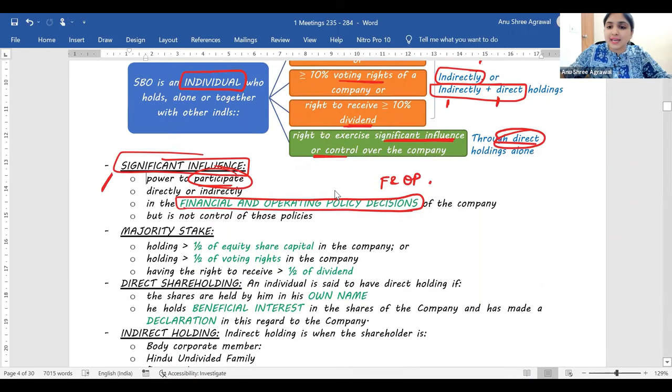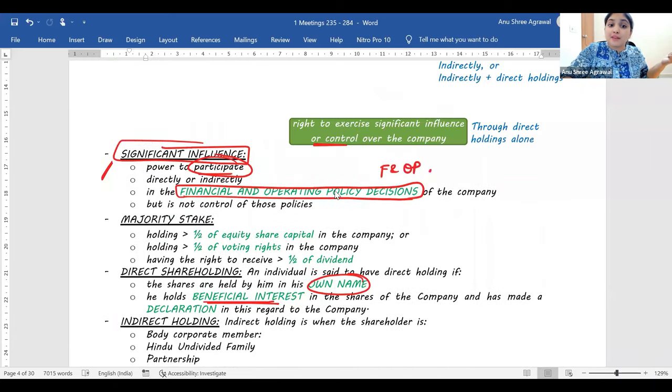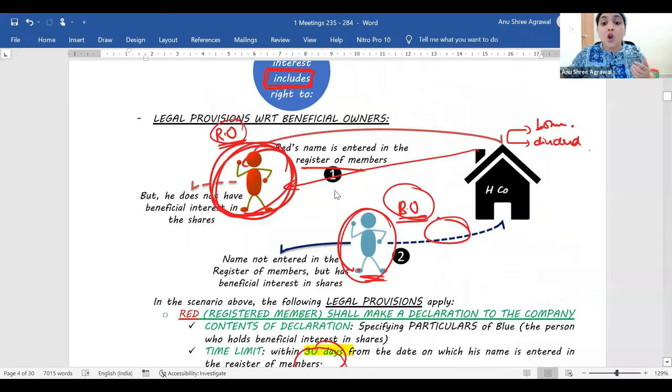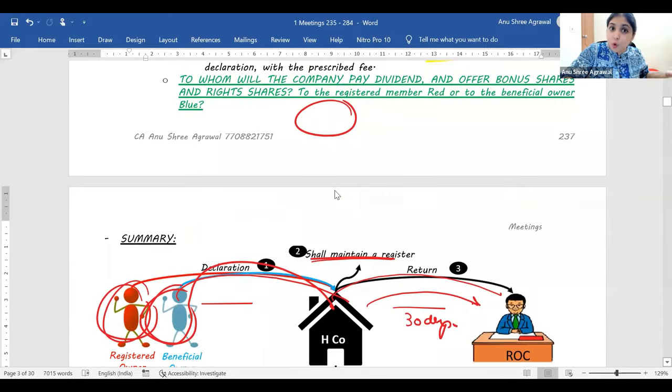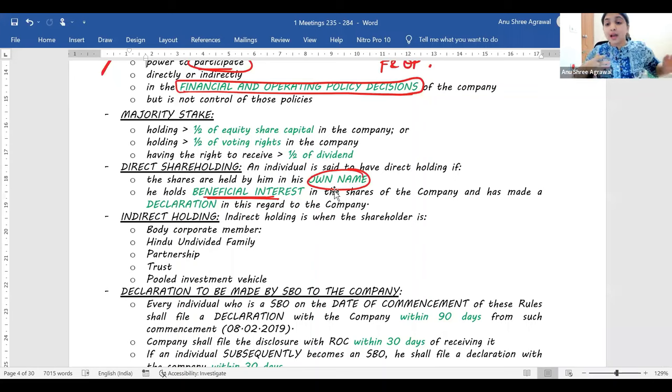Then when we say directly, what do you mean by directly? Directly means either he's owning the shares in his own name or he is having beneficial interest. You remember beneficial interest we just learned? Either I am a shareholder, I own the shares in my own name, or I am Mr. Blue. Who is Mr. Blue? Actually not owning the shares, but enjoying beneficial interest in the shares. So directly means either I'm owning the shares in my own name or I have beneficial interest in the shares. That is directly. Indirectly means I am having majority stake in one entity and that entity is having 10% shares, 10% voting rights, 10% dividend.